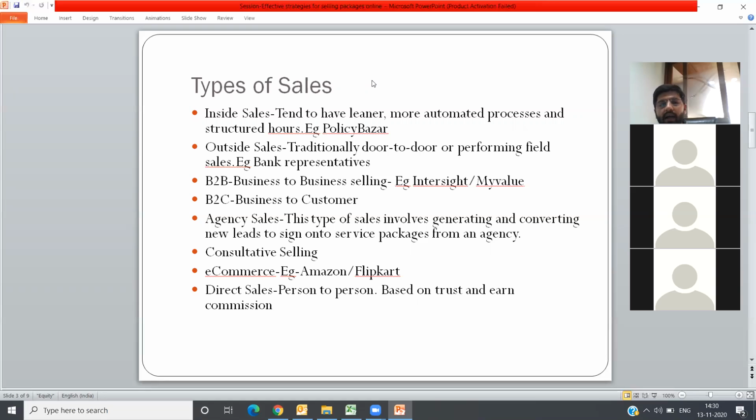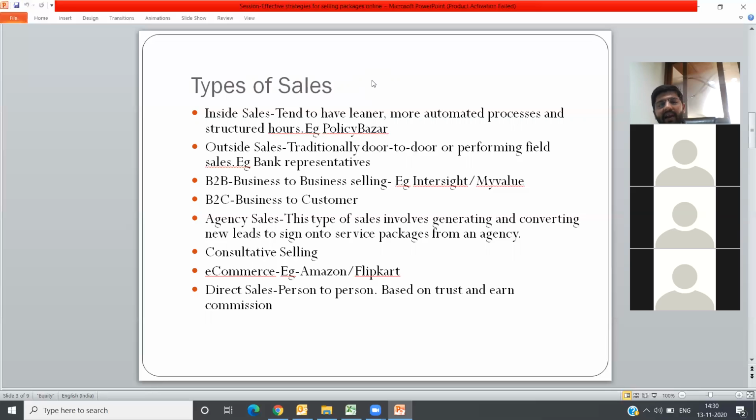Okay, so agency sales, we are basically involved in agency sales. We will be generating the leads, converting the leads, and getting the services from hotels and local vendors. So this is agency sales. We are following the process for agency sales. We are categorized into agency sales.